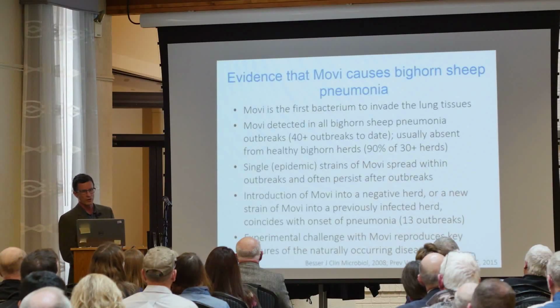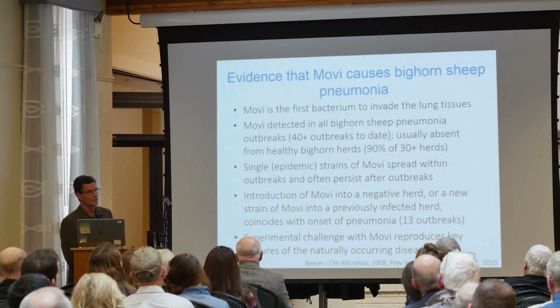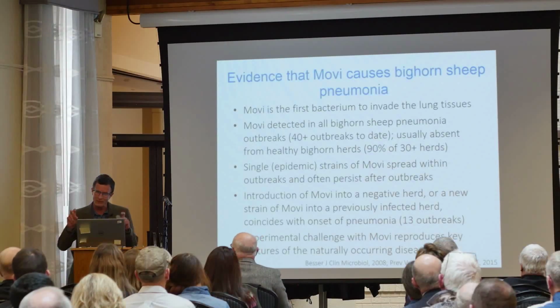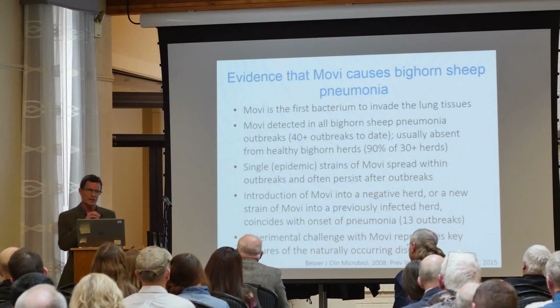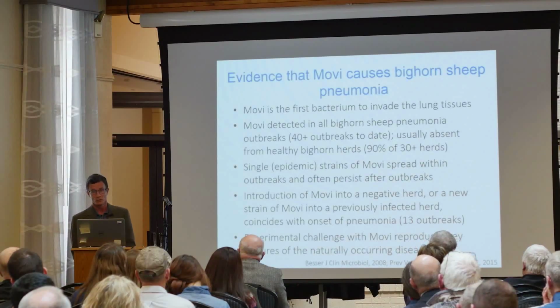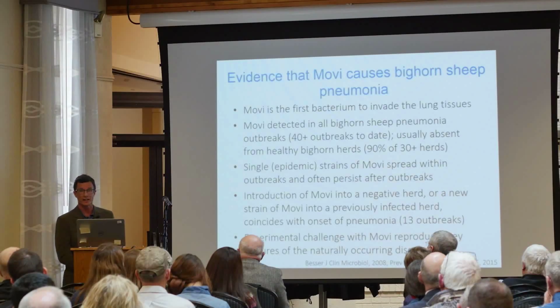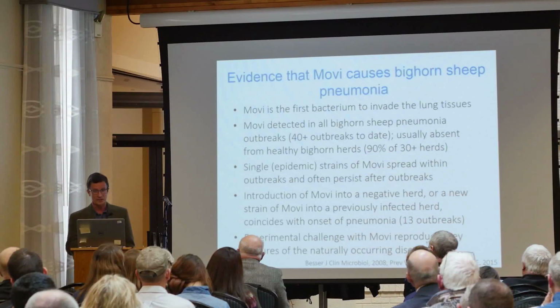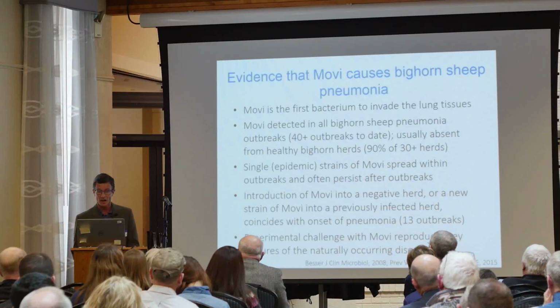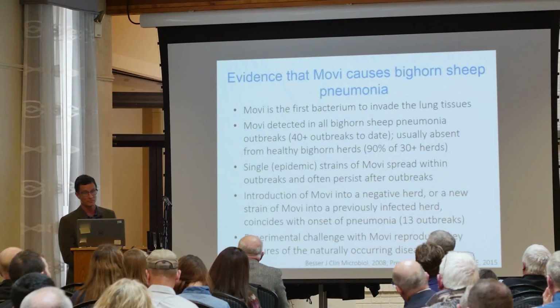As I mentioned before, we detect MOV consistently in the animals involved in these outbreaks. By genotyping the MOV, or DNA fingerprinting, if you like, we can show that it's actually the same strain of MOV that's spreading from animal to animal within the infection. That's never been done with any of the other pathogens on a similar scale as we have for MOV pneumonia. Other pathogens do spread, but to a much more limited extent.